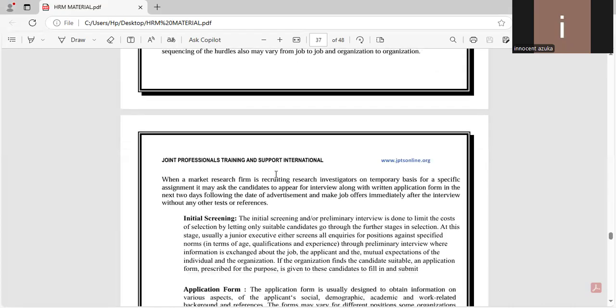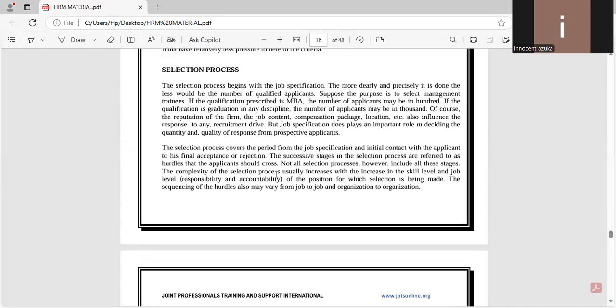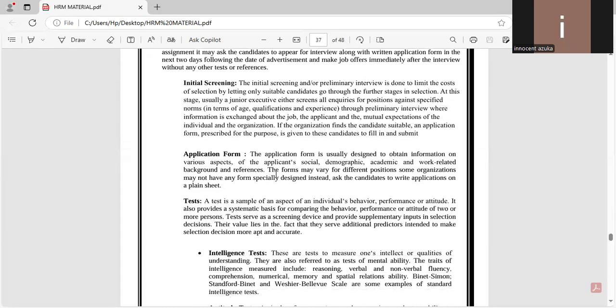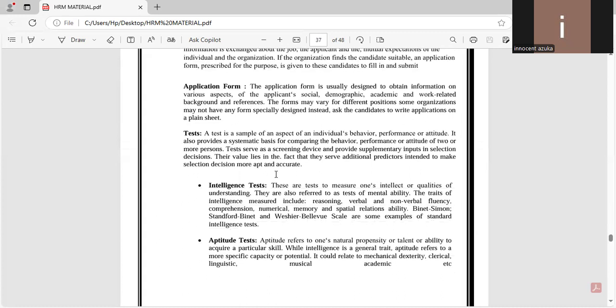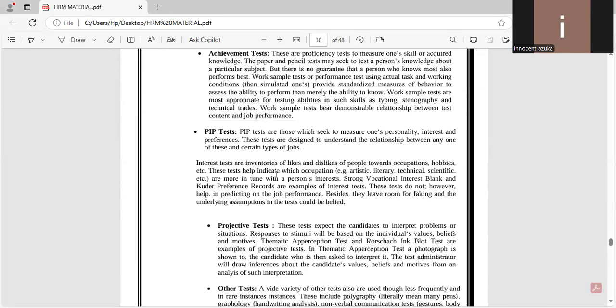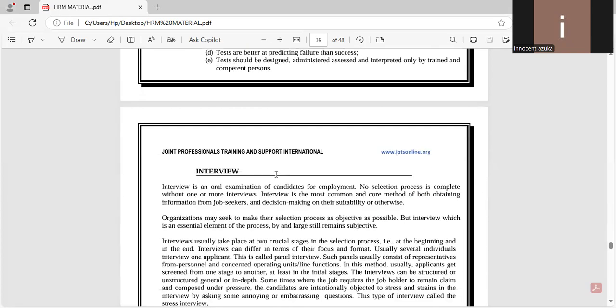Whereas the initial screening, how do we do the selection process? By screening and by picking up the application form, then taking tests. Tests include an intelligence test, aptitude test, achievement test, and other tests that are involved before you can take the interview.